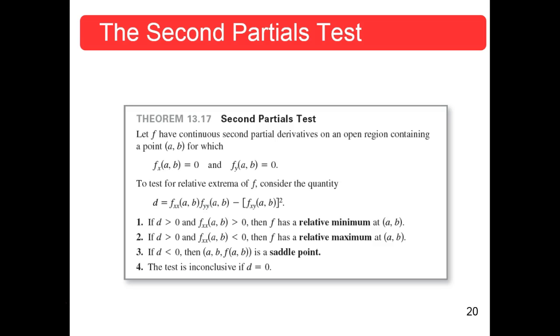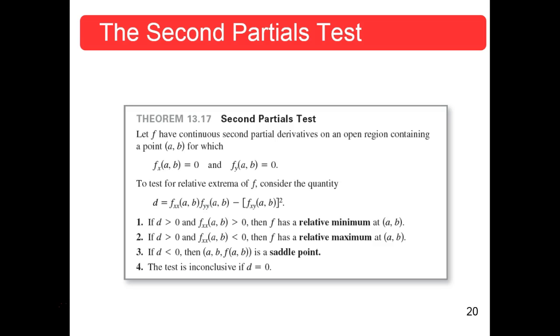Now, that also implies that f sub yy has to be positive as well. Because if f sub xx is positive, then f sub yy must be positive. Otherwise, if it were negative, then the product of f sub xx and f sub yy would be negative, and you're subtracting off a positive number. That would be a very negative number. Okay? Then f has a relative minimum.